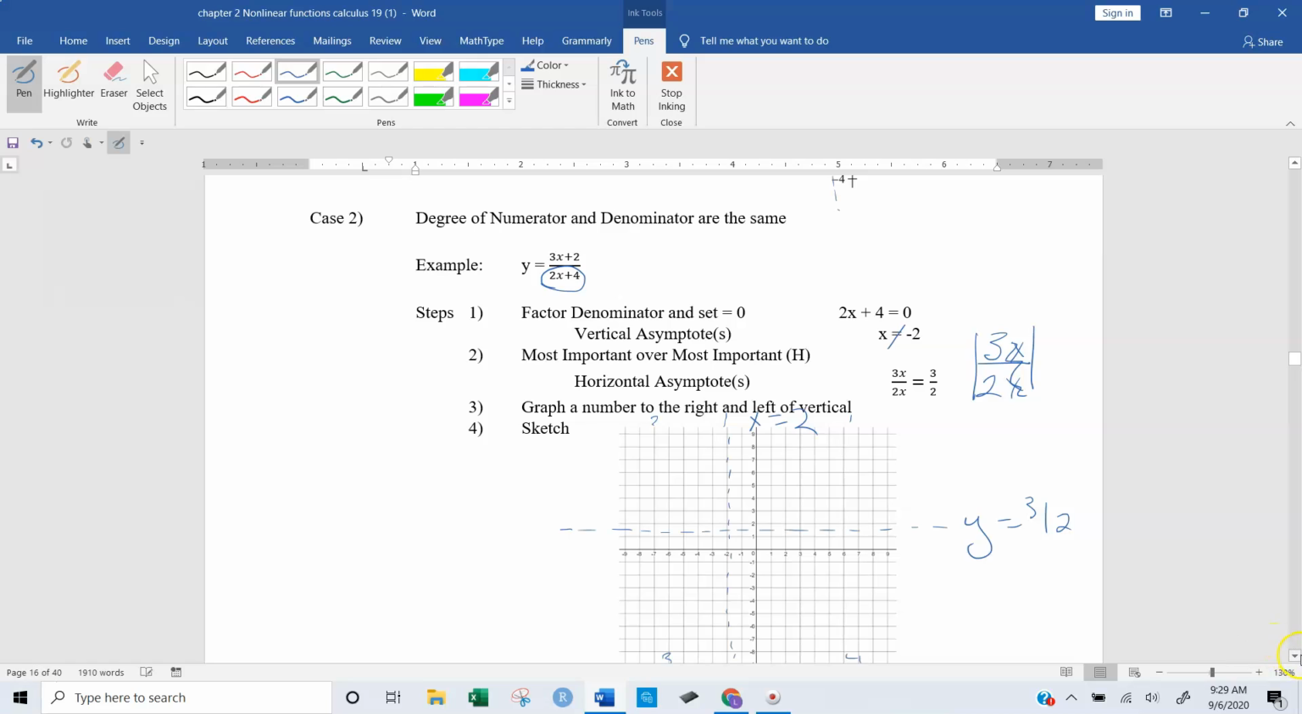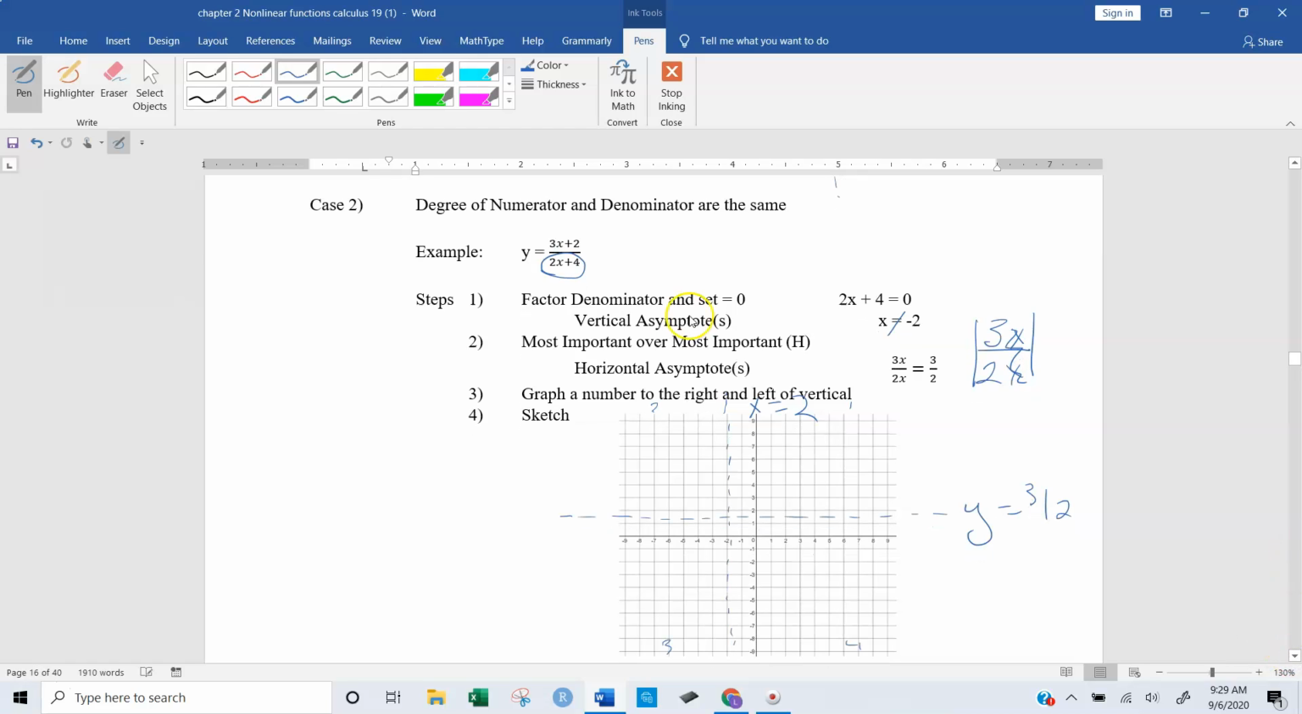I have to figure out where my graph is. To do this, I just type in a number to the left and to the right of the asymptote. I can get to my graph here. So I have -2, so I'm going to put -1 into my original and -3 into my original. Now that I'm on the right side of the graph over here, all I want to know is is it top or bottom, and I can sketch that in.